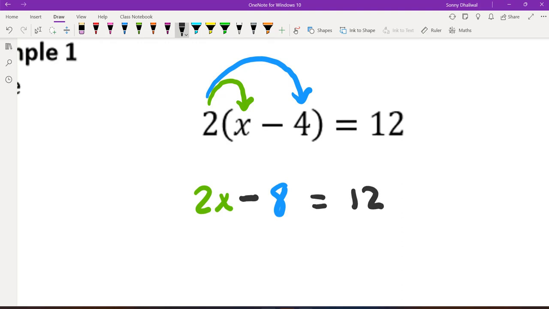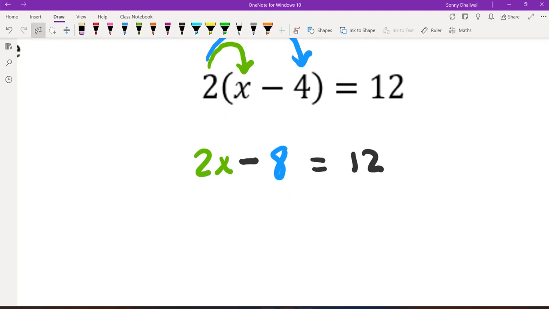This 2 does not apply to the 12. Right? Sometimes people multiply the 2 all the way over there. It's only touching the bracket, so everything inside the bracket gets multiplied by 2. Okay. So now, what side do you want the x's on? Left side or right side? Left. So that 2x stays, the 8 needs to go. How does the 8 look on the other side? Plus 8. It's minus 8 here. Goes plus 8 over here.